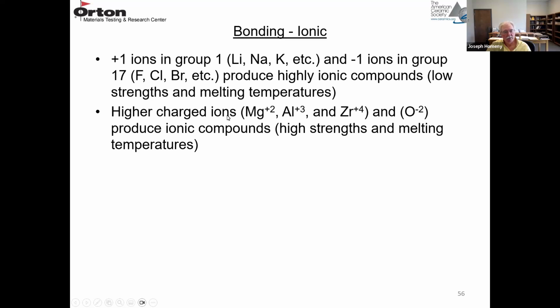Now, the higher charged ions, which are of interest to us in making refractories, Mg+2, Al+3, and Cr+4, and oxygen O-2, these are much higher charges. They also produce ionic compounds, but because of the higher charge and the greater bond strength, they're going to have high strengths and high melting temperatures.